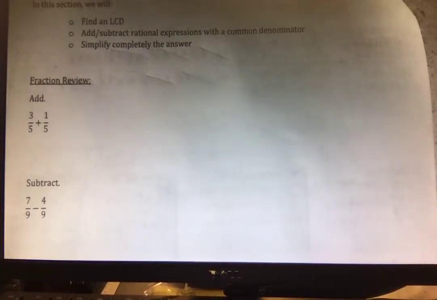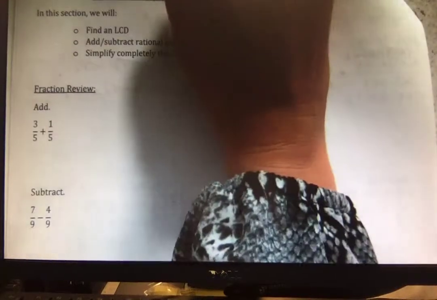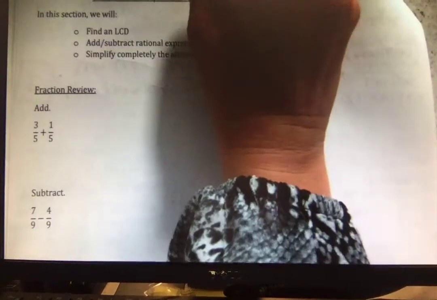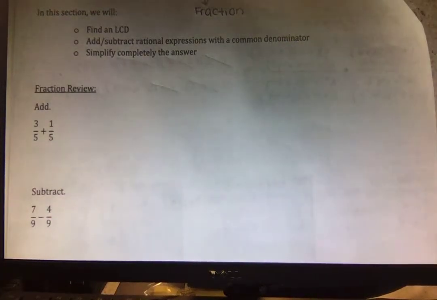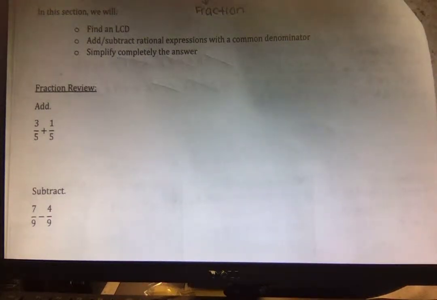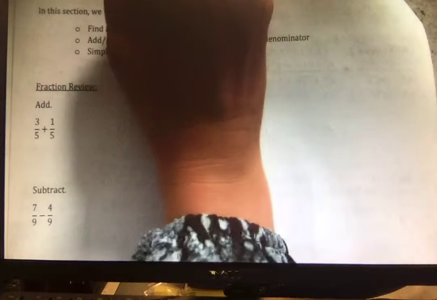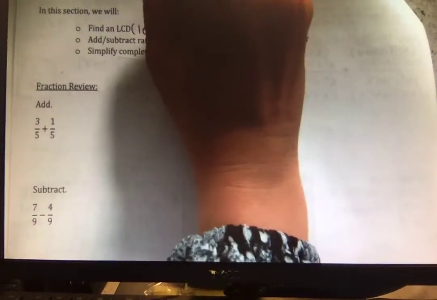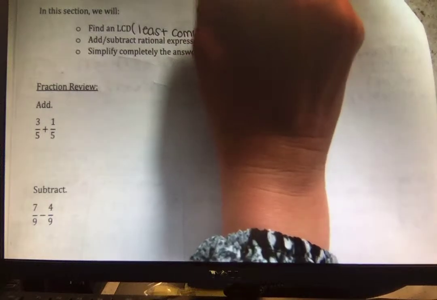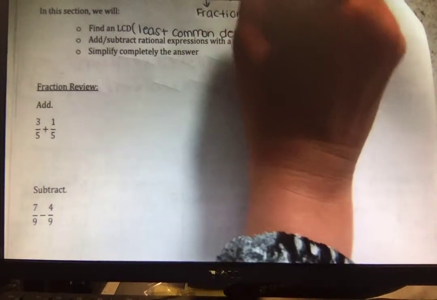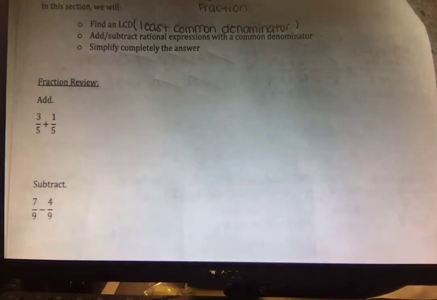All right, so we're going to go over Module 7, Homework 2, which is adding and subtracting rational expressions. Remember, rational expressions are just fractions. And this homework is good because they are all common denominators. So in this section, we're going to find an LCD. What does LCD mean? A least common denominator. We're going to add and subtract rational expressions with a common denominator, and we're going to simplify completely.